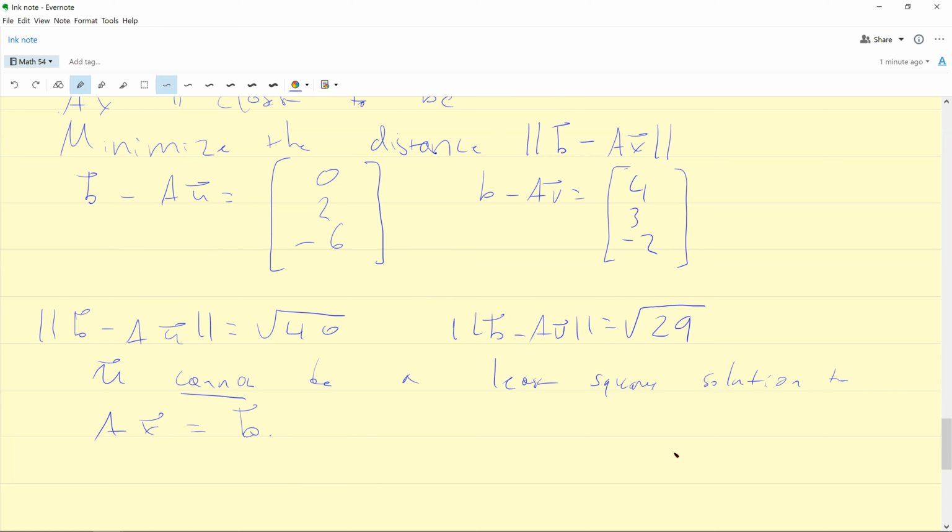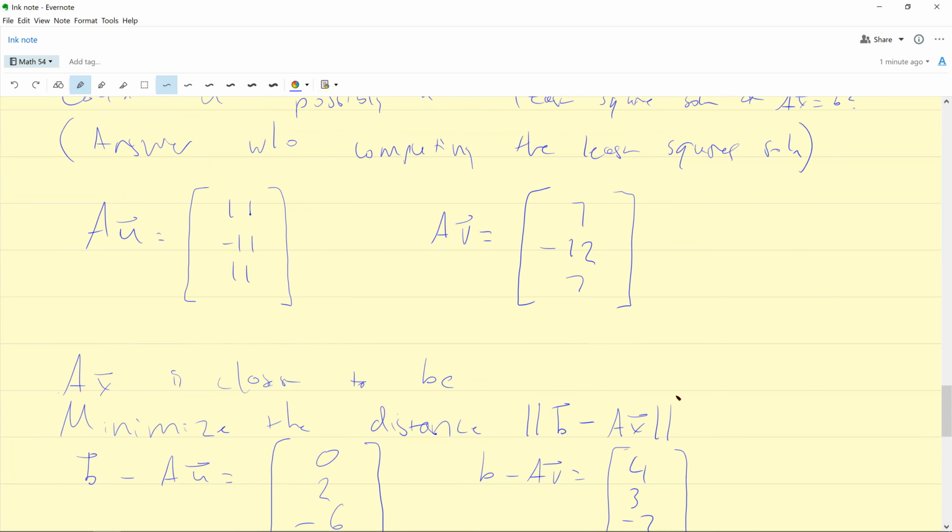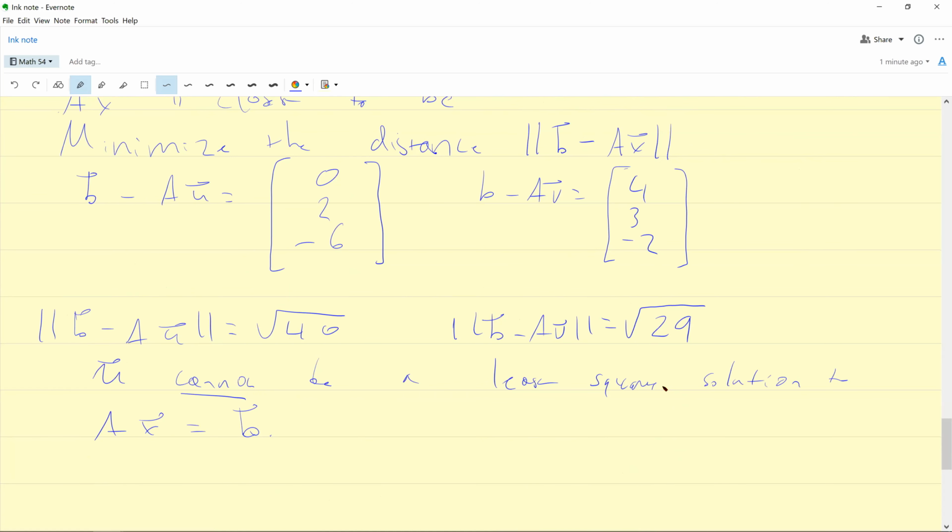So if they were flipped, would you just say maybe it's a solution? Yeah, we couldn't definitely say it wasn't. You'd have to actually compute this least squares solution and then check to see if V is that distance or smaller, or can't be smaller than that distance, exactly.